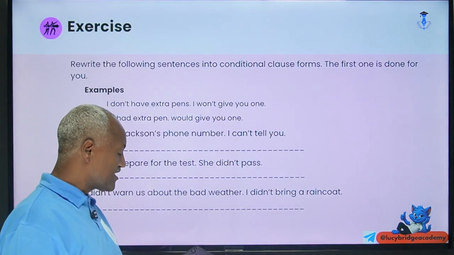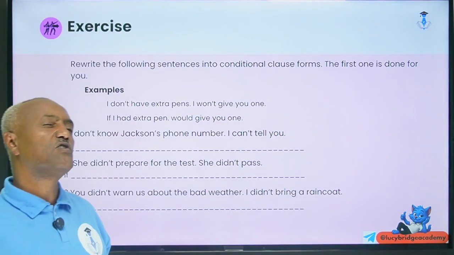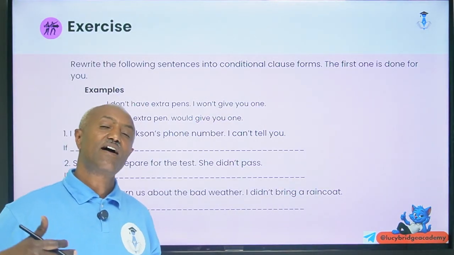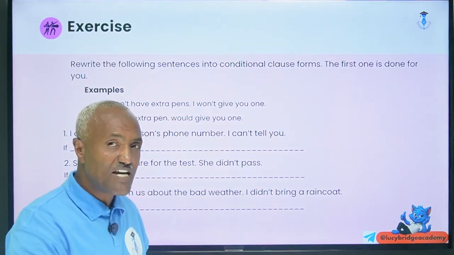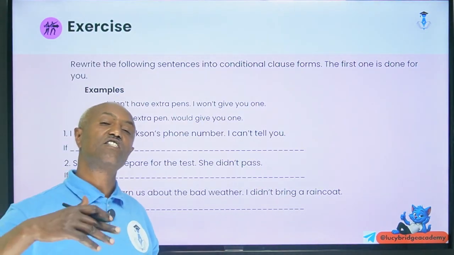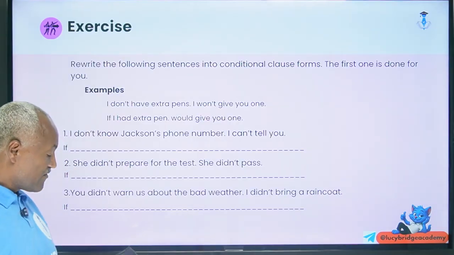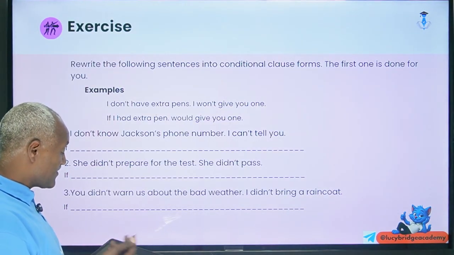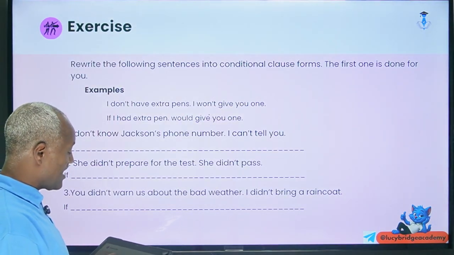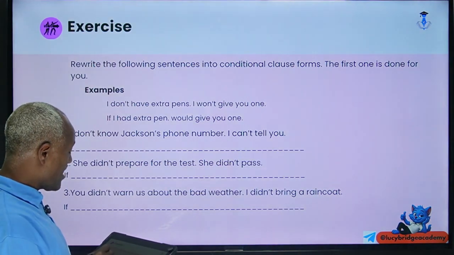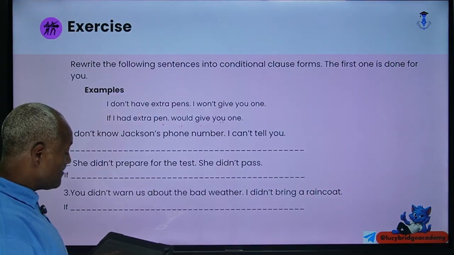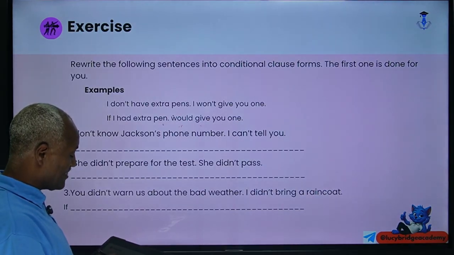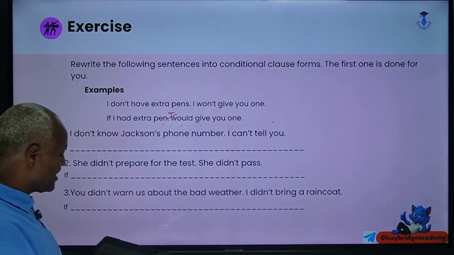The other one is what I told you: you have to know the meaning. Sometimes you may be given a task where the meaning is given, and you are requested to change it into an if clause. For instance, the first one is done. I don't have an extra pen, I will not give you one. This means if I had an extra pen, I would give you one.